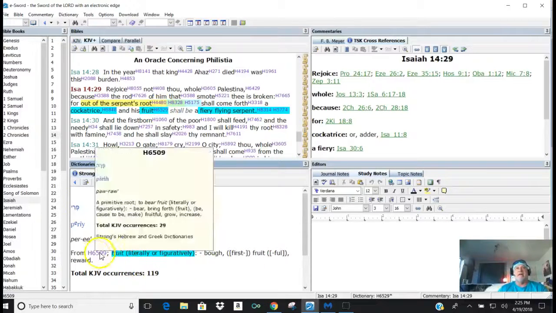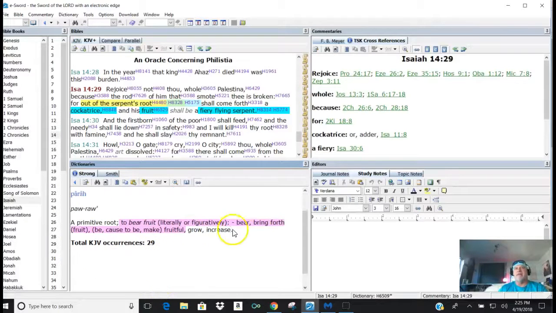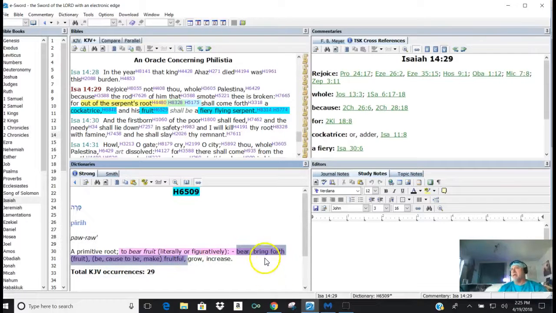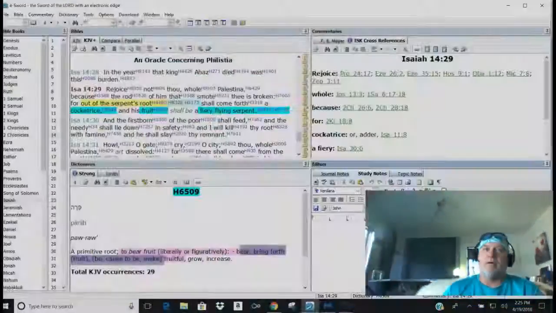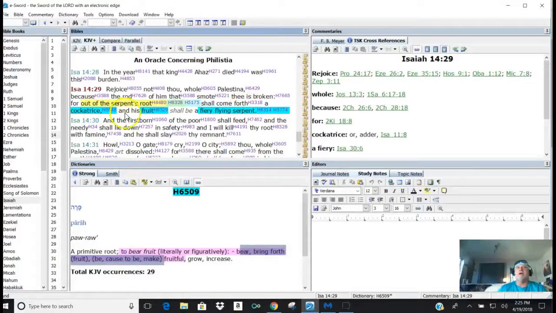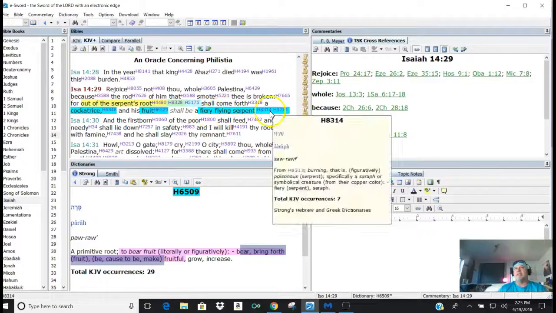Shall come forth a cockatrice, and his fruit, literally or figuratively, means to bear fruit, to bring forth young, to make, to be fruitful, to grow, to increase. You know, like in Genesis, go forth and multiply, be fruitful and multiply. Okay, now here's where you've got to really pay attention. Shall bring forth a cockatrice, and his fruit shall be a fiery flying serpent.